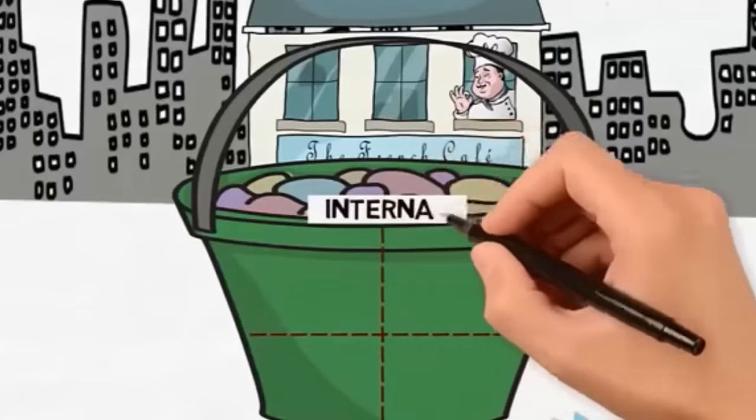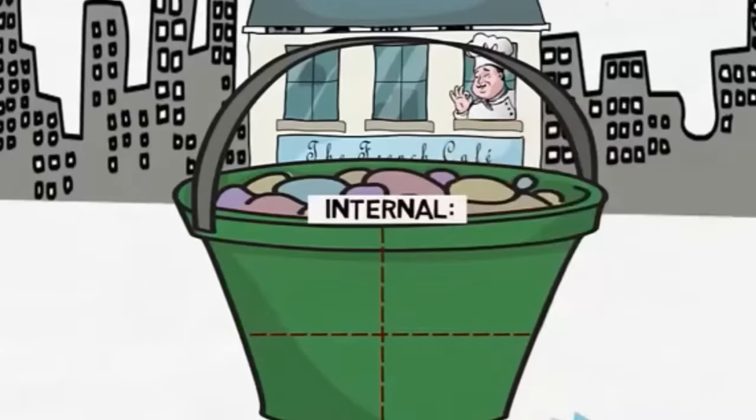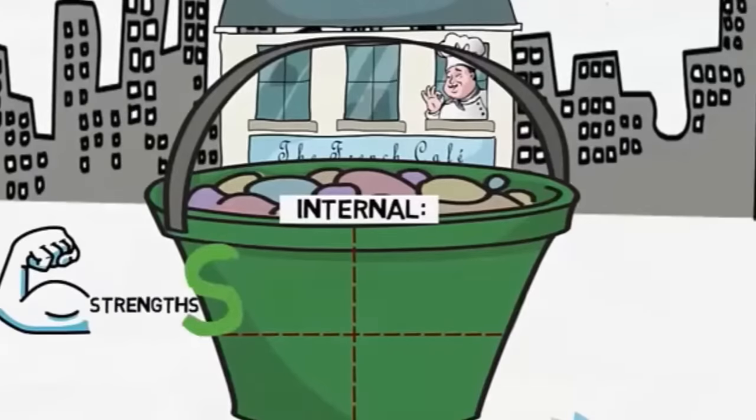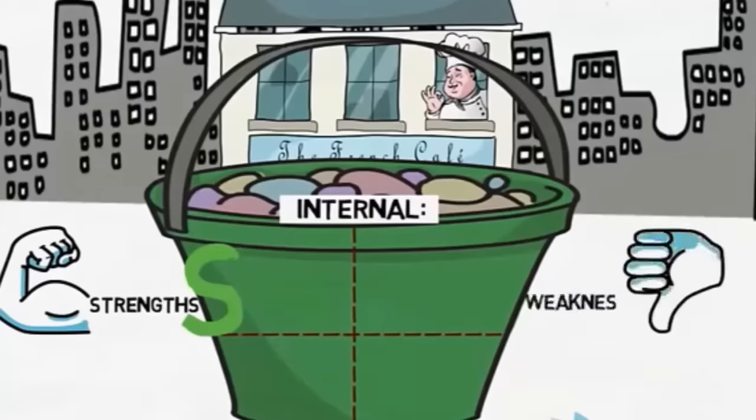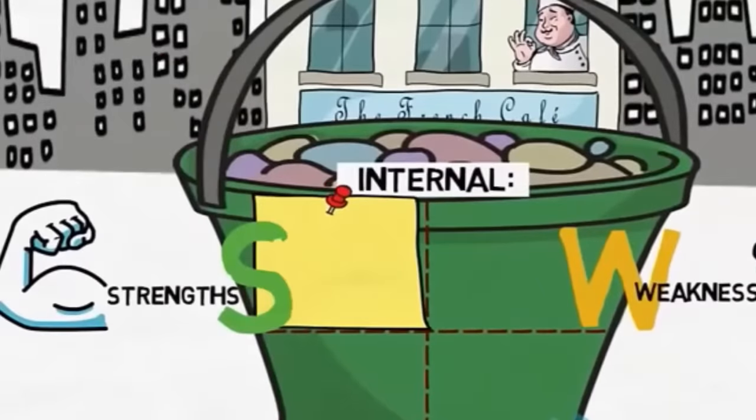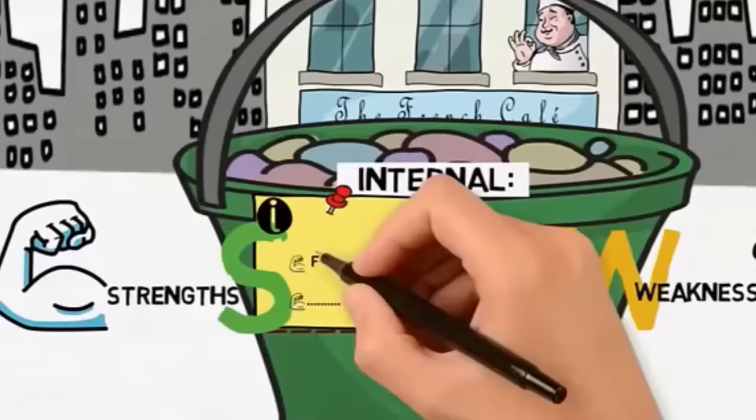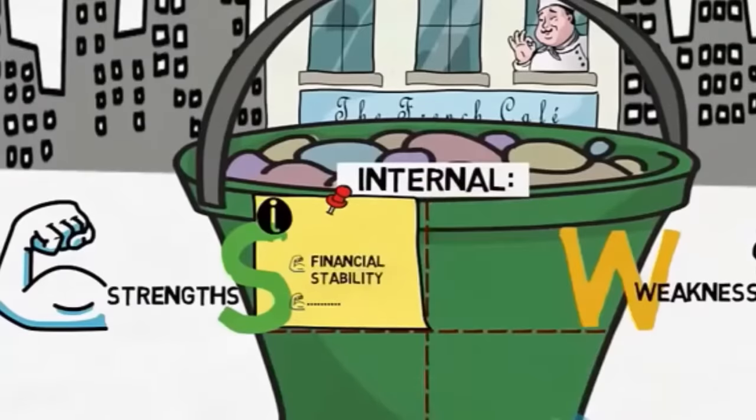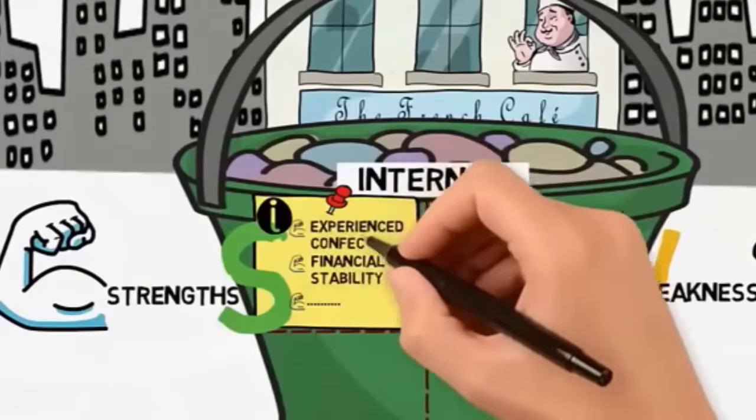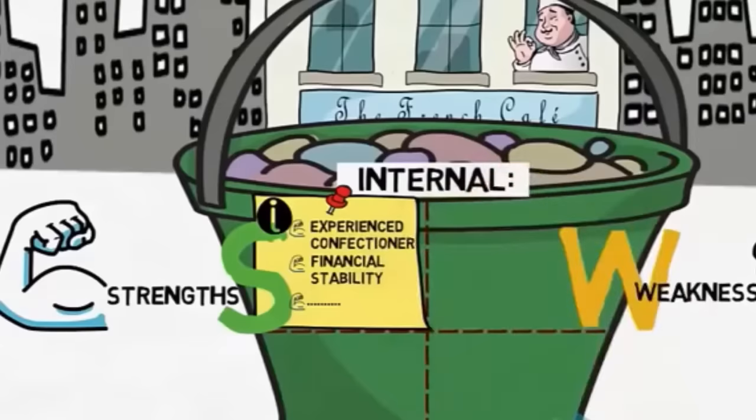Firstly, we will collect and present all the internal information that we find relevant. We will divide them into what we believe to be strengths of the French Café and what we believe to be their weaknesses. Let us highlight just a few of these findings. Let us start with the strengths. The analysis showed financial stability, and the confectioner is French and highly experienced, which brings great authenticity to the café.